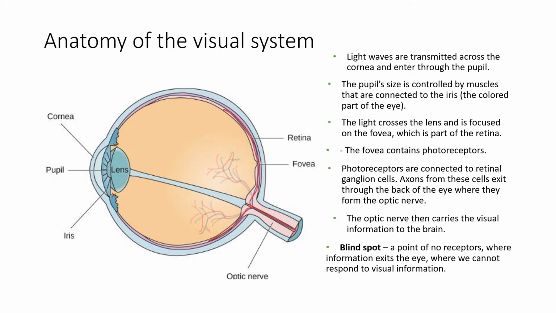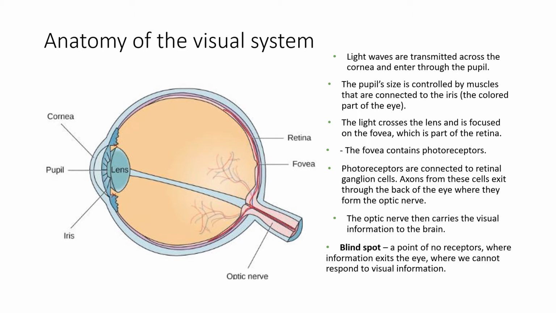Now that we've looked at the very important role of light waves, let's move into the visual system. So first, light waves are transmitted across the cornea, and then they enter through the pupil. You'll see the pupil and the cornea here in this image.